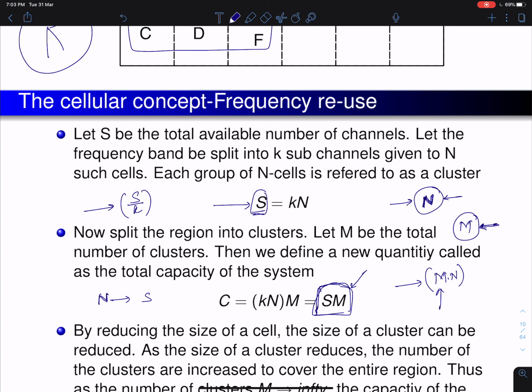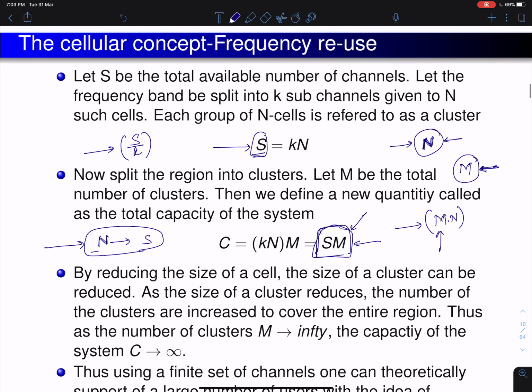The word simultaneous is very important. We will later see, when we talk about trunking and grade of service, why the word simultaneous is very, very important. At any instant I can support S number of users in n cells. So the total number of users that I can support is S into m.